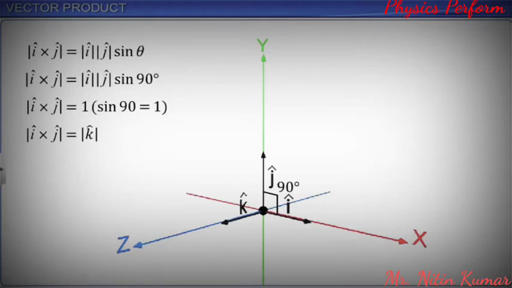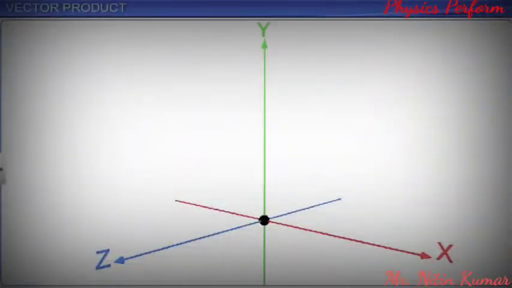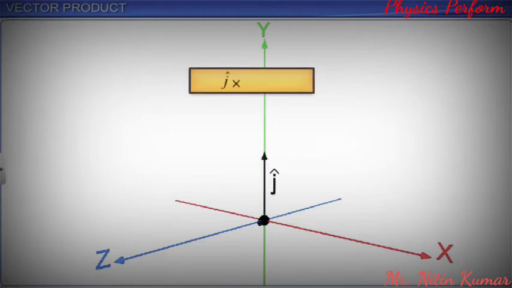Similarly, we can prove the relationship between other unit vectors and their vector products. That is, j cross k is equal to i. k cross i is equal to j.